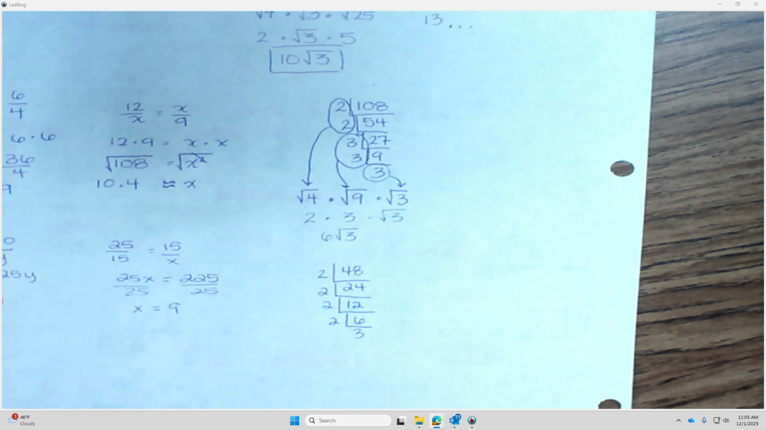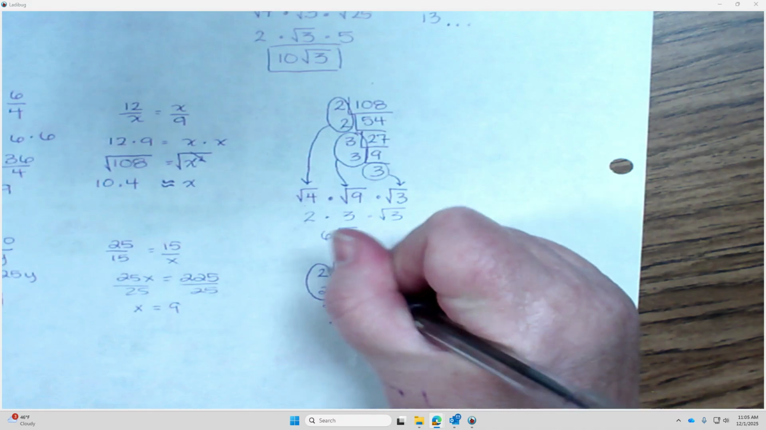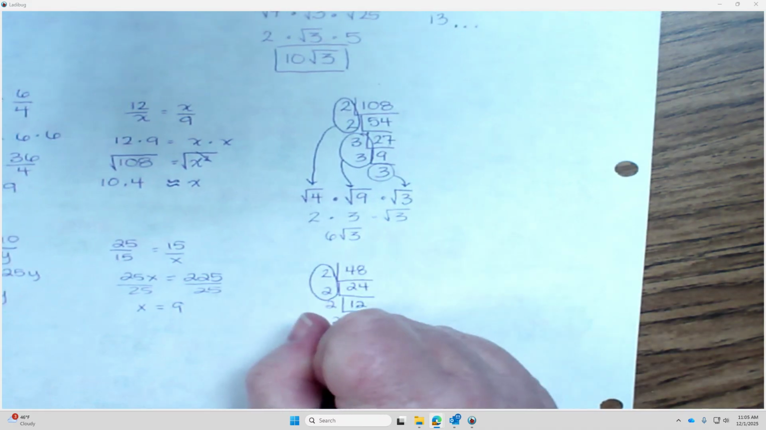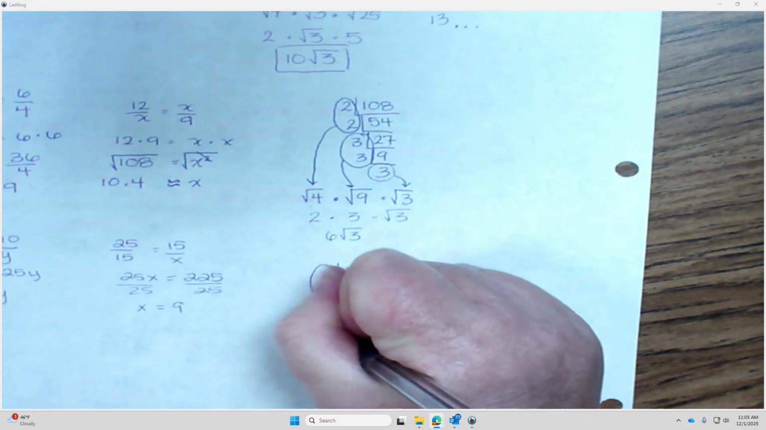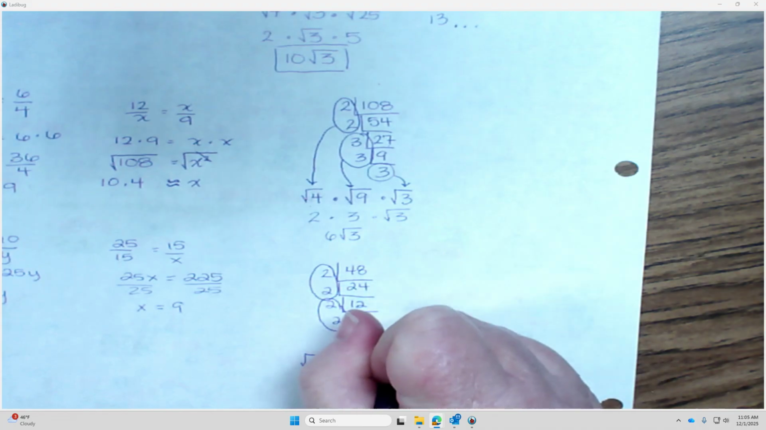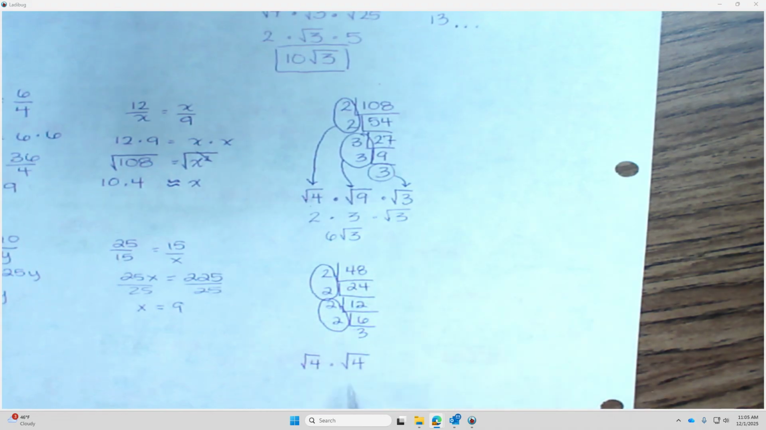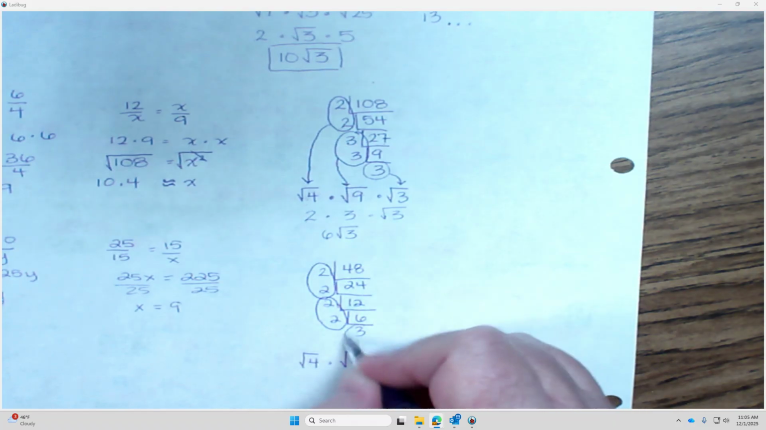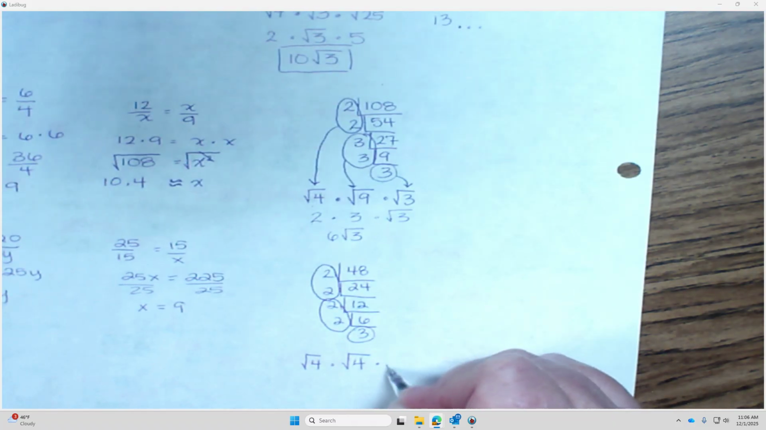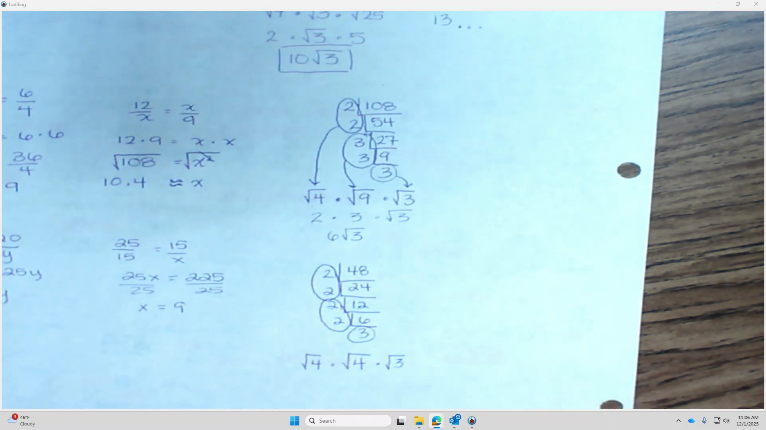Just like before, I want to pull things out in pairs. So I've got a pair of 2's. 2 times 2 equals, we're going to say, square root of 4. Got another pair of 2's. 2 times 2 equals square root of 4. Notice I didn't take all the 2's out together. I take them out in pairs. That way I can square root them. Once again, my friend 3 has no partner, so he's going to stay all by himself.